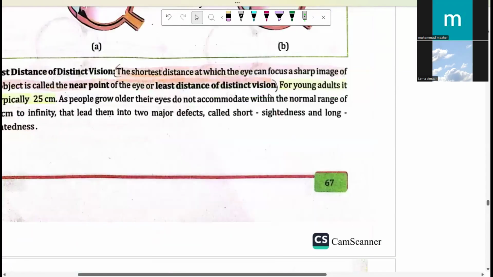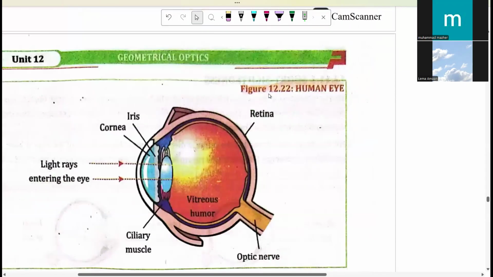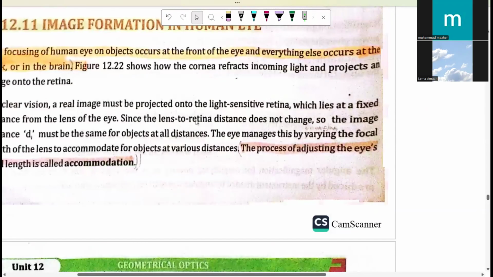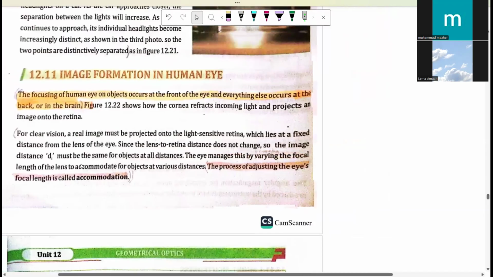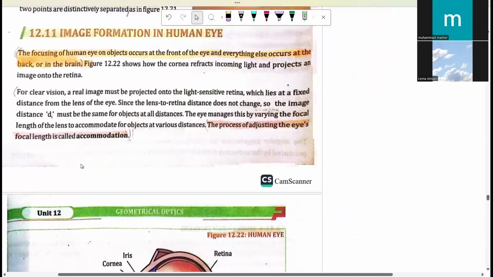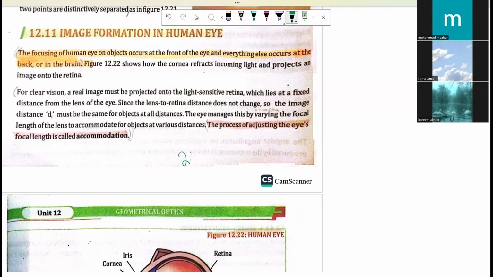Yes. And that 25 centimeter distance is called the least distance of distinct vision. They might have mentioned that here as well. A normal human eye could focus the image within the 25 centimeter range, and that distance is known as the least distance of distinct vision. 25 centimeter is the least distance of distinct vision. Okay?